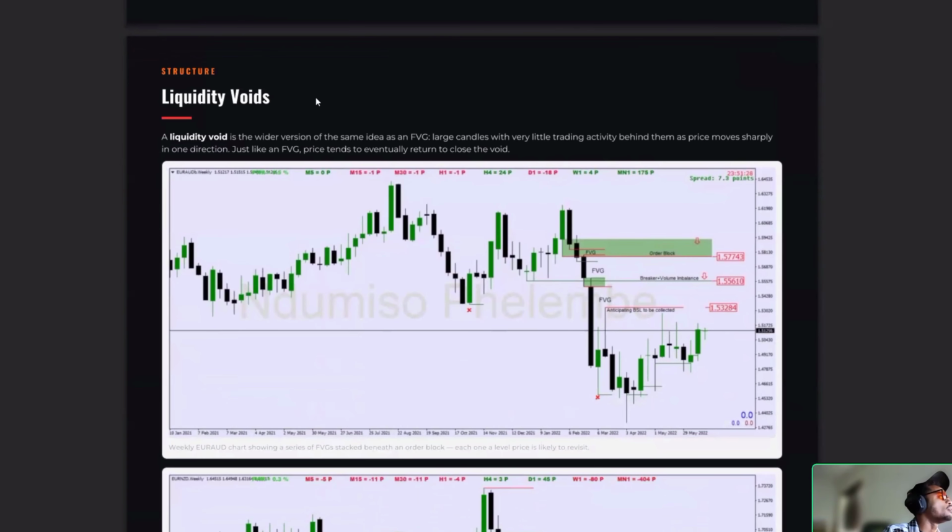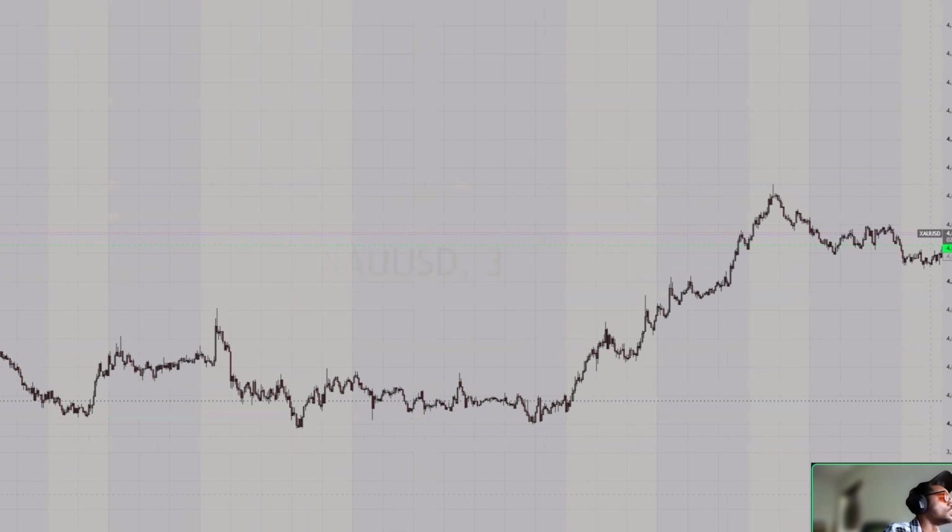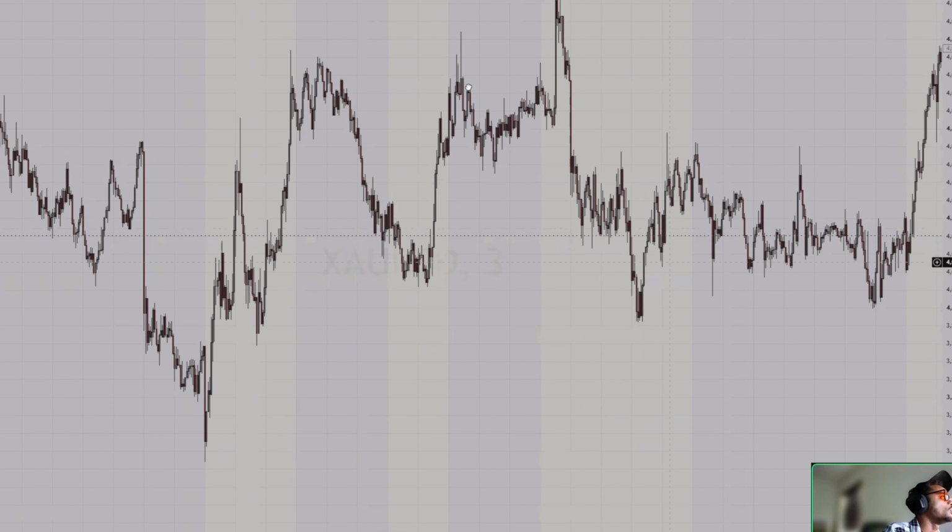And then we do have also liquidity voids. So what's the difference between a liquidity void and an FVG? Essentially, they're the same thing, right? We have an imbalance in the market. We have an area that needs to be corrected. But a liquidity void is a wider version of the same idea as an FVG: the larger candles with very little trading activity behind them as price moves sharply in one direction. So this is an example of a liquidity void. You've seen this time and time again on the live markets, and I'll show you guys as well. This would be an example of a liquidity void, right?